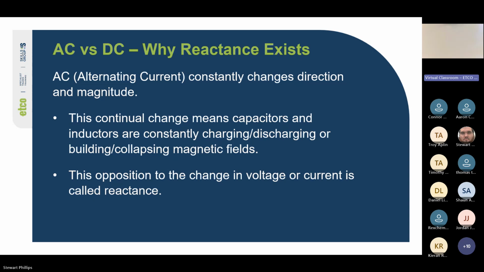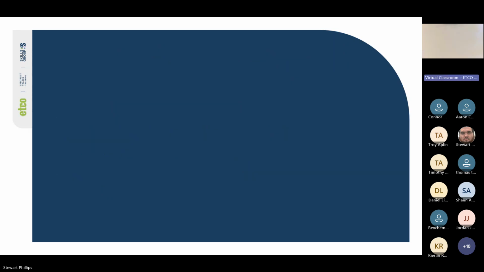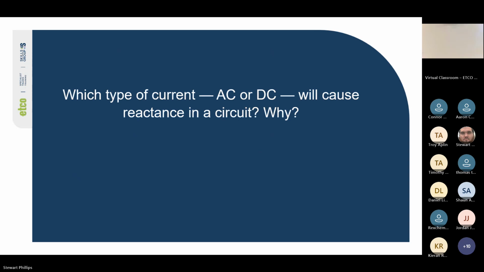Cool. So in a little bit, we'll talk about how the capacitive and inductive components behave differently and have different effects on current flow. Cool. So which type of current, AC or DC, will cause reactance in a circuit and why?